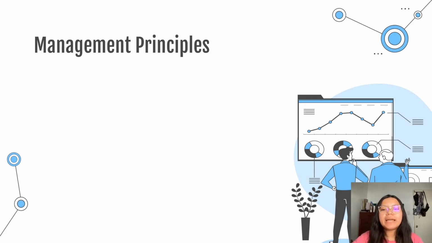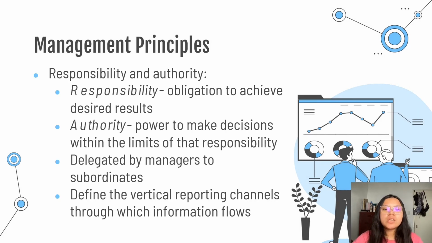The next management principle being applied is responsibility and authority. The principle of responsibility refers to an individual's obligation to achieve a desired result. Responsibility is closely related to the principle of authority, which is the power to make decisions within the limits of the responsibility. If a manager or anyone in upper level management delegates responsibility to a subordinate, he or she must also grant the subordinate the authority to make decisions within the limits of the responsibility. So, in a business organization, managers delegate responsibility and authority downward through an organizational hierarchy from superior to subordinates.